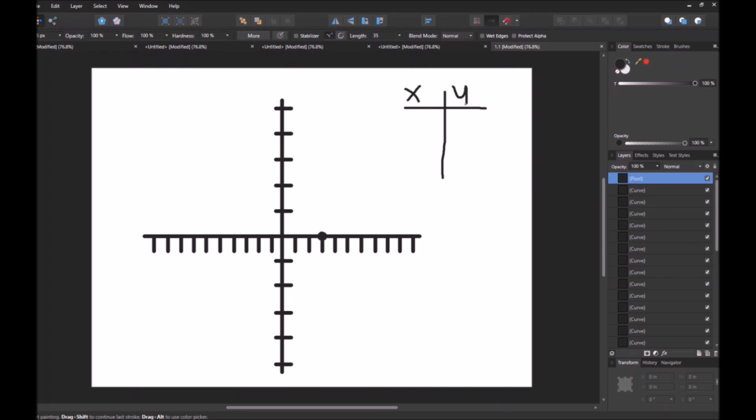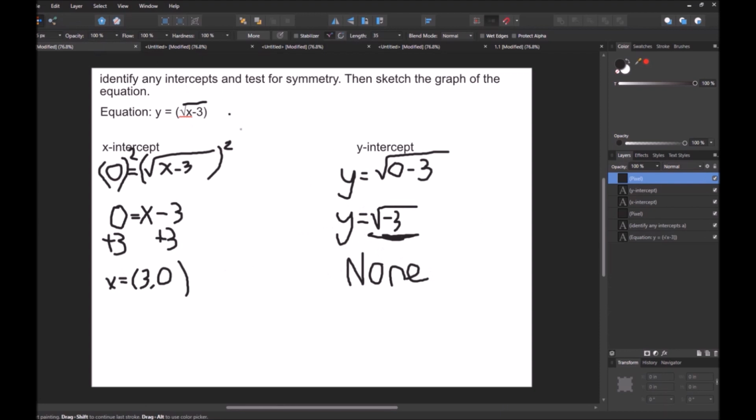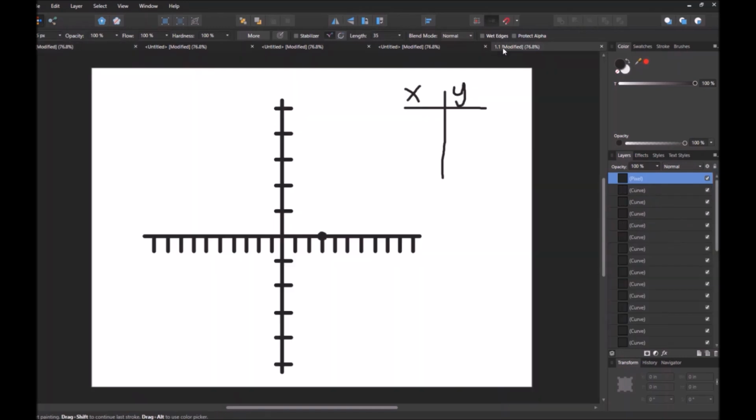And we're going to want to pick x values that are greater than or equal to 3. Because let's say that we pick the point 1. Well, 1 minus 3 is negative 2, and you can't take the square root of negative 2. So let's start with 3, for example. Oh, well, that's going to be the x-intercept. Okay, so let's start with 4.